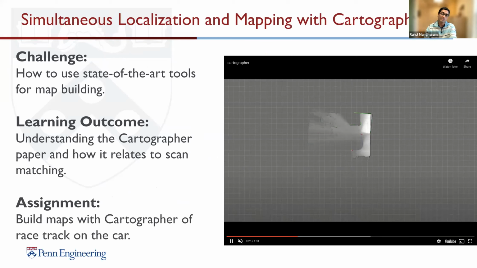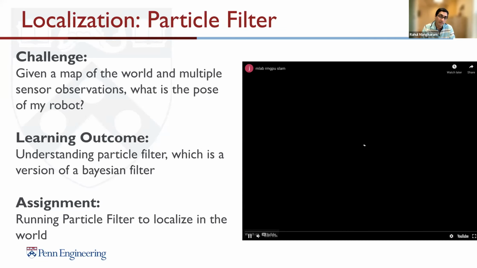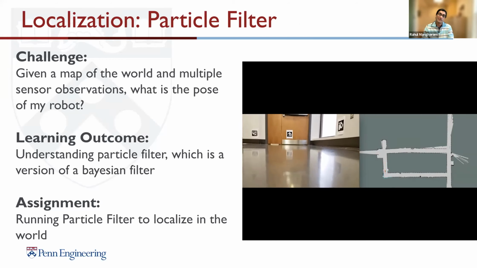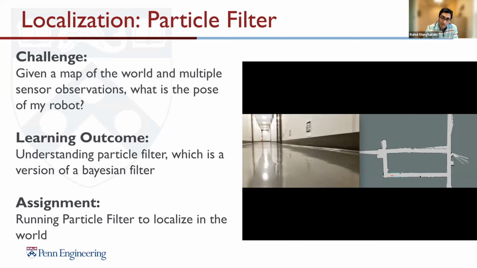Then you will do what I just said. You will download the Google Cartographer SLAM package and essentially run that. The SLAM package works out of the box, and you'll also install it and run it in the corridors. You'll build maps with Cartographer and then race the car along that track. This gives you hands-on experience with running SLAM on a high-speed car. Then you learn the basics of, okay, now you have a map and you're getting multiple sensor observations. How do you know what's the pose of your robot and where are you in this map?